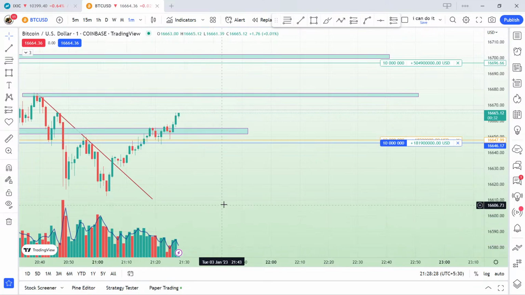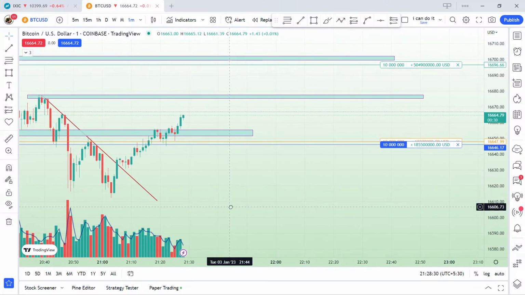The play of volume is still down. I want some more aggressive volume to come in. Yeah, it is moving good, but it's not violent. The buying volume is not aggressive.